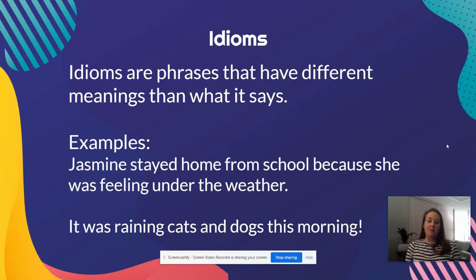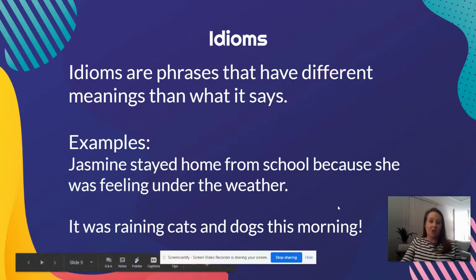Next, we have it was raining cats and dogs this morning. Okay, you may have heard this one before, but it doesn't mean that it's raining actual cats and dogs. But what it means is it's just raining really, really hard. So those idioms have a totally different meaning than what it really says in the sentence or in the story.